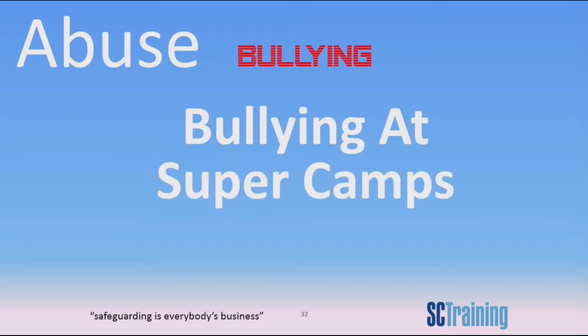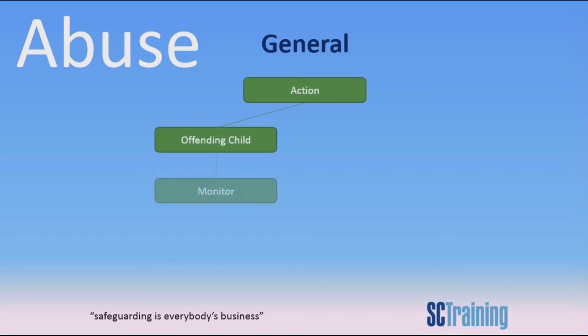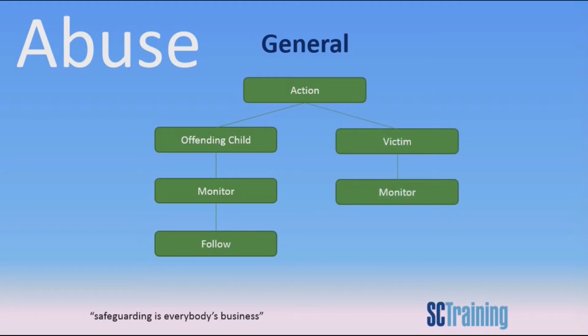So, how does Supercamp deal with bullying? Generally, we speak to the offending child, we'll then monitor them, and then follow up at the end of the day. This is with both sets of parents, the offending child's parents and the victim's parents. With the victim, we monitor also, and any communications that need to be made between the parents and the camp manager will be done at sign in, sign out, or even a nice courtesy call at lunchtime.